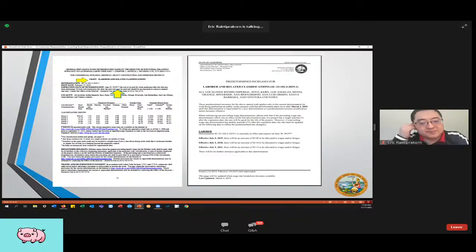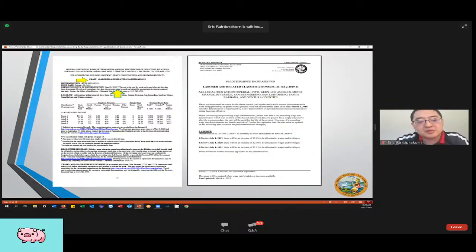If you're following this along, it's advisable that when you're researching your wage determination, you look at this piece by piece and make sure that you're following all the requirements. It also shows the localities that this predetermined increase applies to: Imperial, Inyo, Kern. And it also has more specifications. And if you look towards the middle or bottom, you can see labor and you can see that predetermined increase.